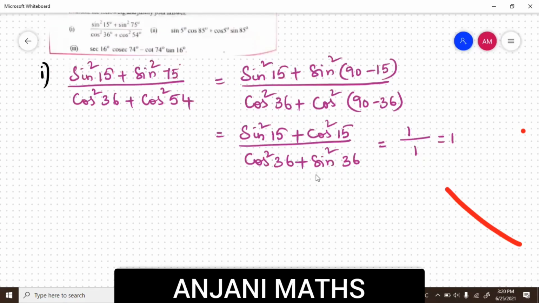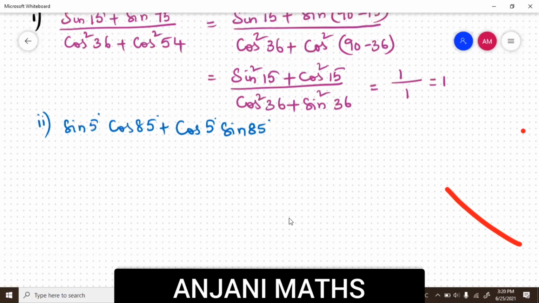Similarly, the second one: sine 5 cos 85 plus cos 5 sine 85. Okay, so how do we solve this?